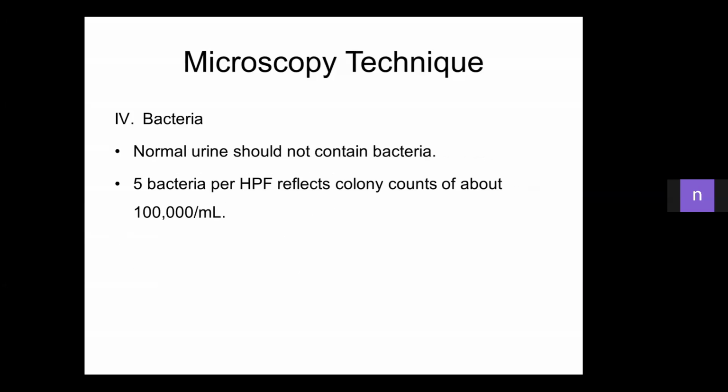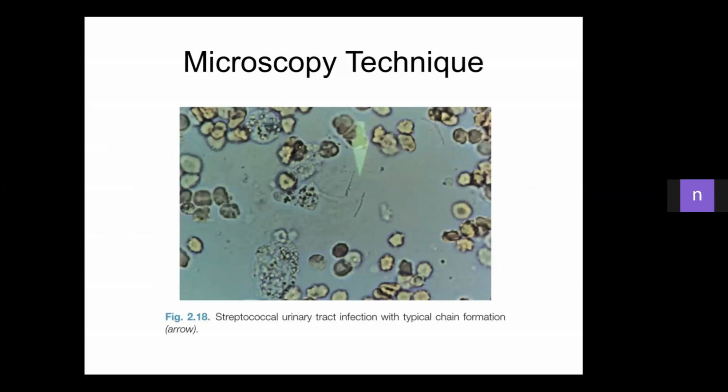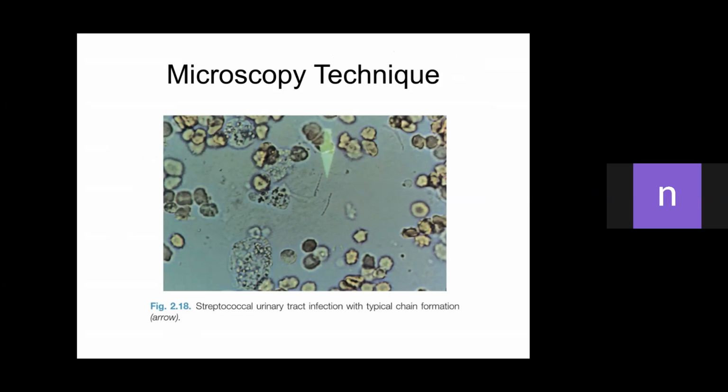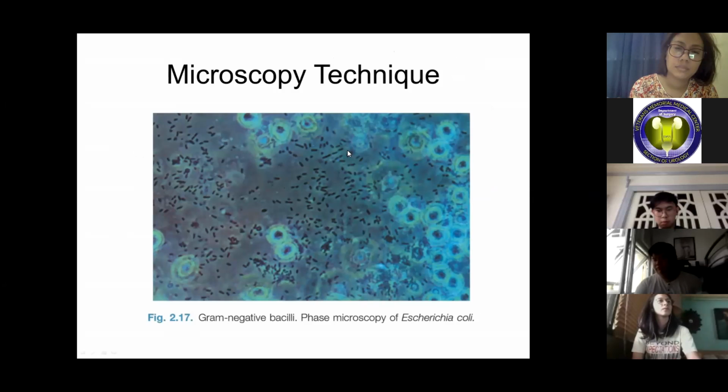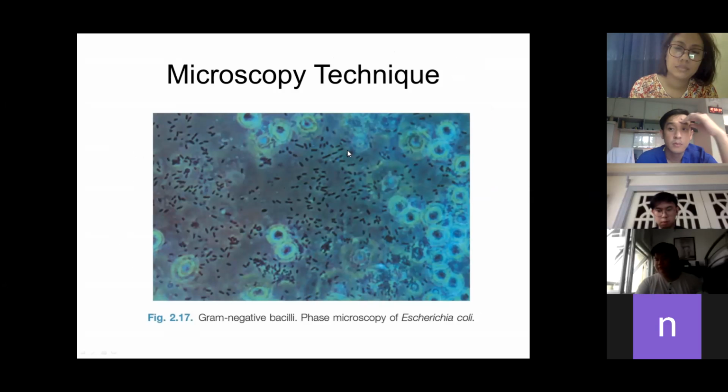For bacteria, a normal urine should not contain bacteria. And then 5 bacteria per high power field reflects colony counts of about 100,000. So this is an example of a streptococcal urinary tract infection with typical chain formation. Here is the arrow. This is another example of gram-negative bacilli, or Escherichia coli.